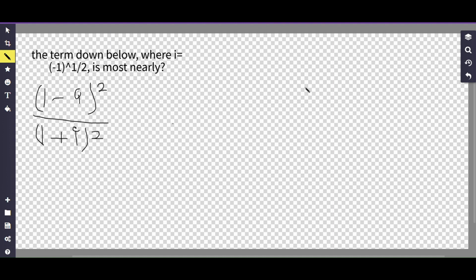So, what are we being asked here? The term down below is (1 minus i) in parentheses. I know I wrote it kind of funky, I'll write it a little bit better: (1 minus i) squared over (1 plus i) squared. And it wants to know where i equals negative 1 to the power of 1/2.